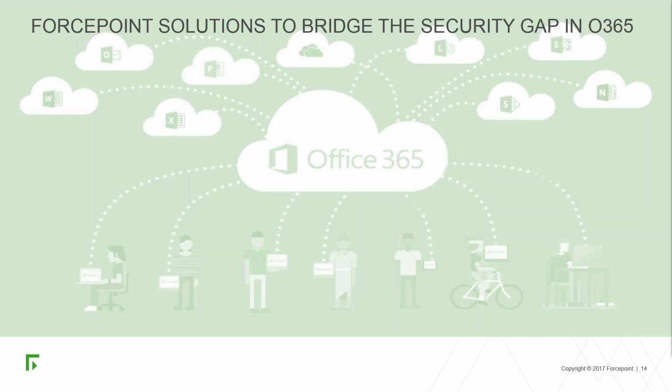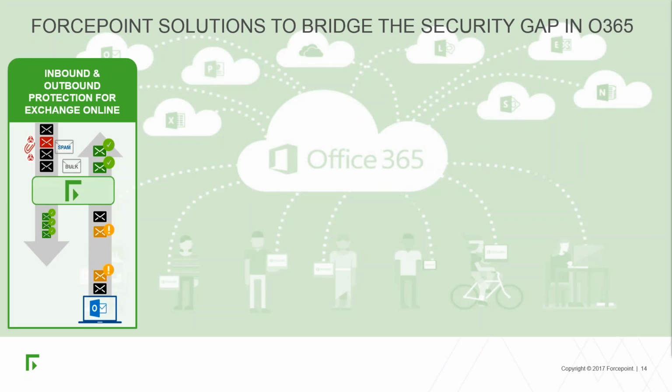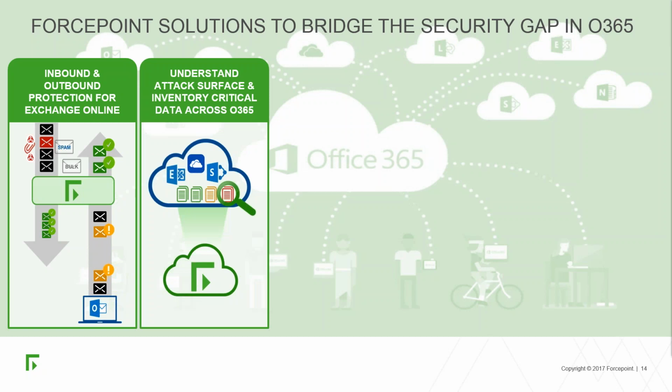Okay, so I really want to summarize everything that I've gone through now. What are the solutions that effectively bridge the perceived security gap in Office 365? So straight away, a very obvious one is inbound and outbound protection for your Exchange Online, whether that be from something as simple as spam, or real-time threat detection across the board, or even some of the really advanced stuff like the sandboxing piece.